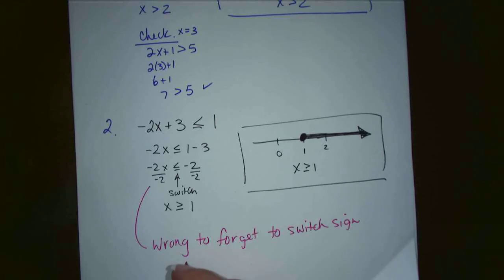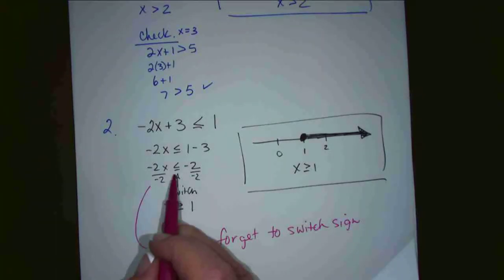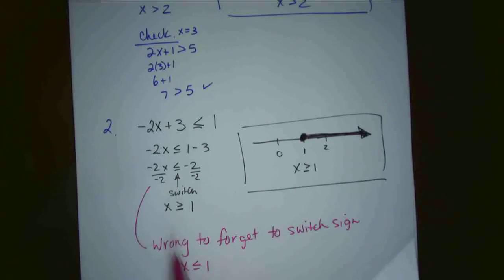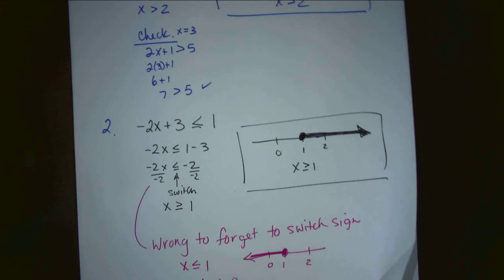So what we would end up having is x is less than or equal to 1, because we would have that sign still the same way if we didn't switch it around. Okay, and then that goes the other way on the number line. We would go this way. So this is where checking is useful, because here you'd say, okay, well I got this. If I check my answer, so I'm going to check 0 because 0 is less than 1.